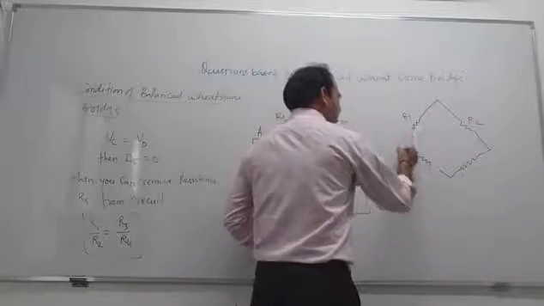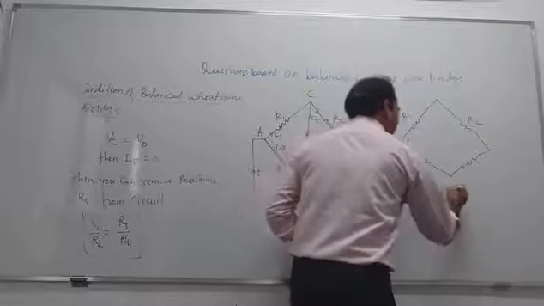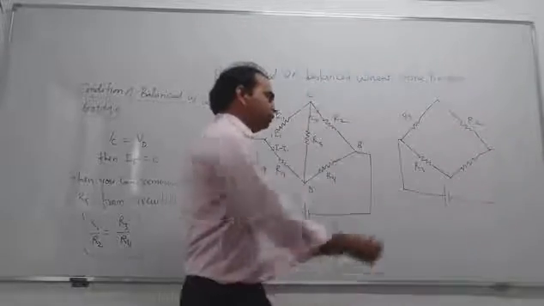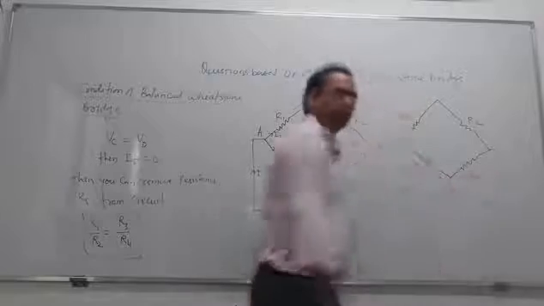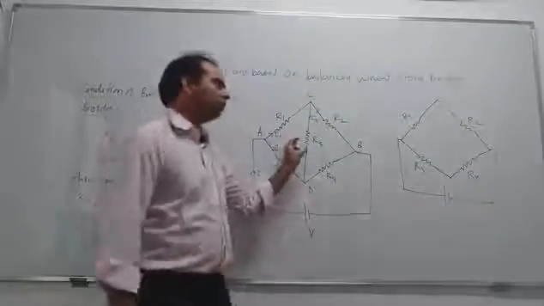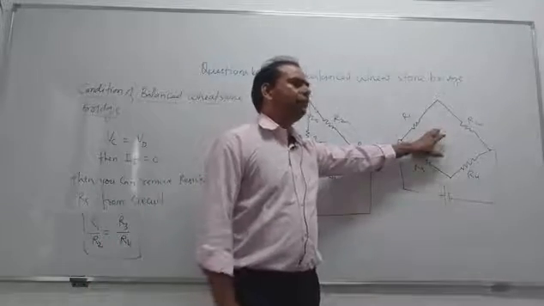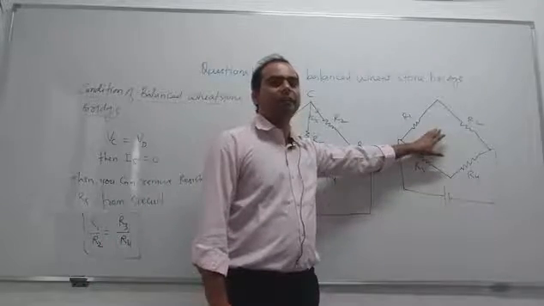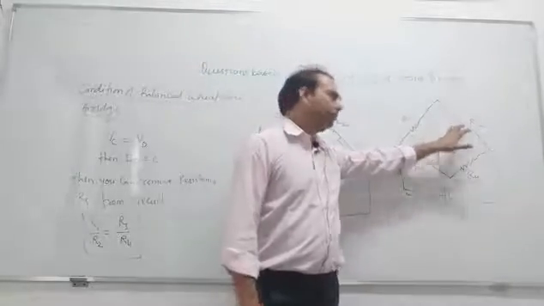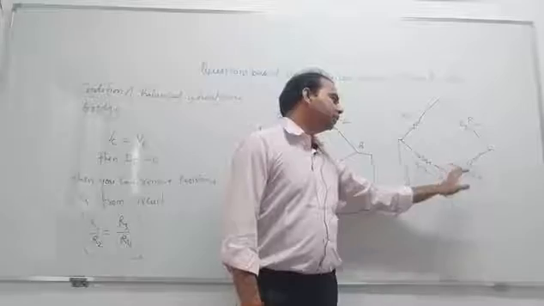And this one is R4, and the terminal points are like this, correct? On removing this R5, see here, the circuit becomes very easy, and you can easily determine that R1 is in series with R2 and R3 is in series with R4.